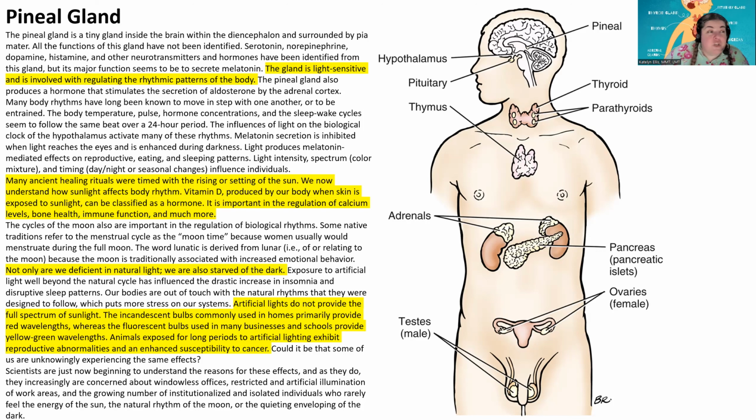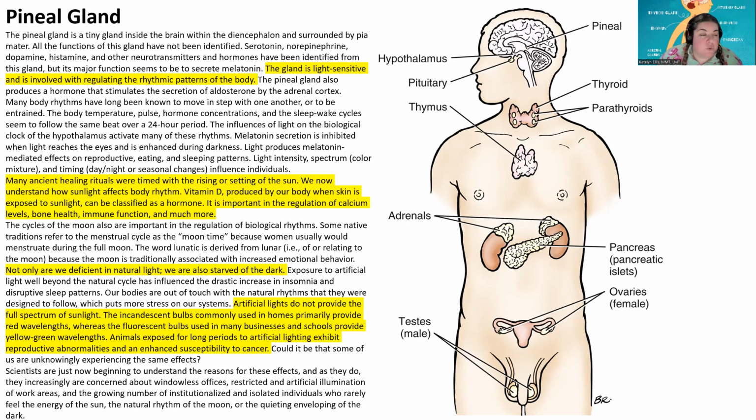Serotonin, norepinephrine, dopamine, histamine, and other neurotransmitters and hormones have all been identified from this gland, but its major function seems to be to secrete melatonin. The gland is light sensitive and is involved with regulating the rhythmic patterns of the body. So that's really cool. In a lot of lizards, you can actually make them go to sleep by petting their head and turning off their pineal gland.